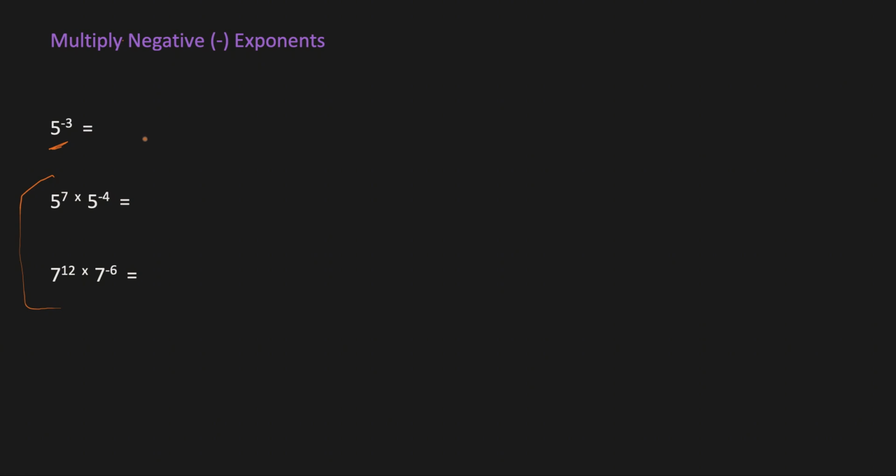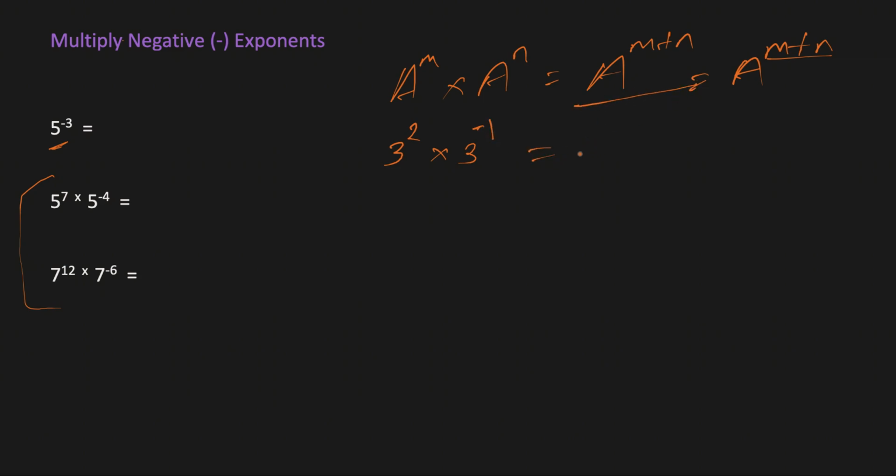If you remember, when we have a to the power m, where a is the base and m is the power, and we multiply that with a to the power n, same base, we just add up the exponents. So this is nothing but a to the power m plus n. Let's substitute a with 3, m with 2, and n with -1. We use the same property and add the exponents: 2 plus -1, which is 2 minus 1, so it is 3 to the power of 1, which is 3.